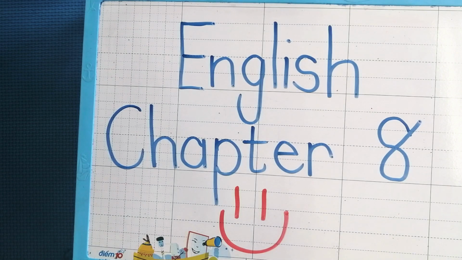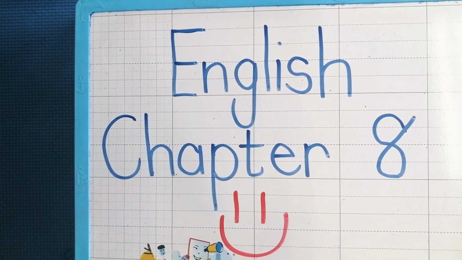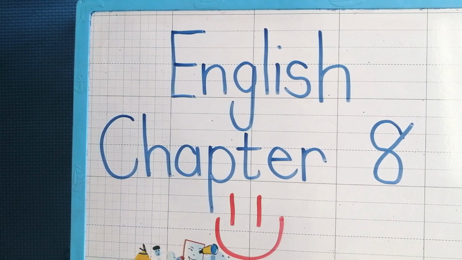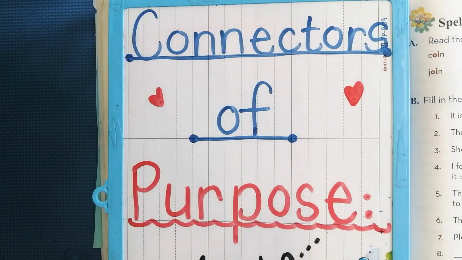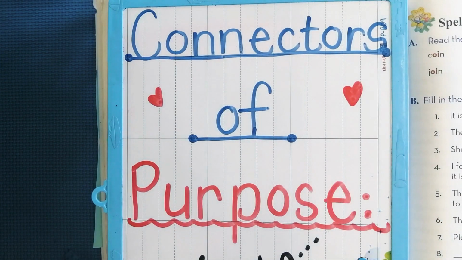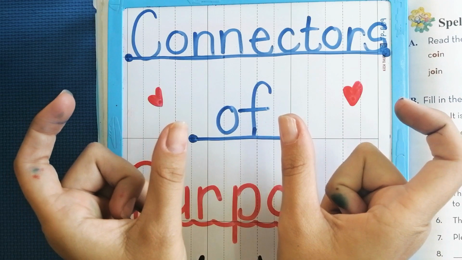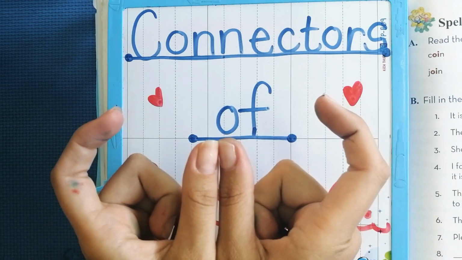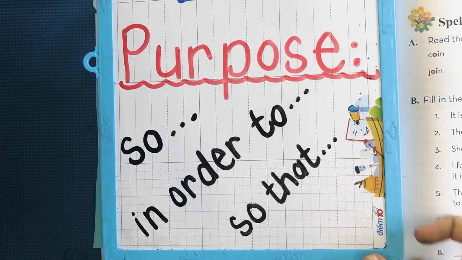English Chapter 8. Welcome to your second grammar lesson for this chapter. Today we will be discussing connectors of purpose. These are words that we use when we put two sentences together. Let's have a look at these connectors of purpose.